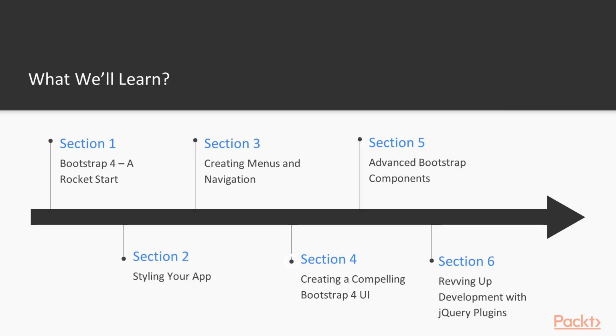In section 4, we'll be creating a compelling Bootstrap 4 UI. This means that we'll be using more rich components that Bootstrap 4 offers, and stuff like form selectors and so on and so forth. In section 5, we'll be customizing Bootstrap 4 and our UI using some third-party plugins.